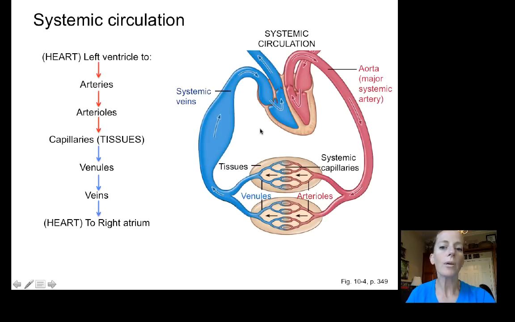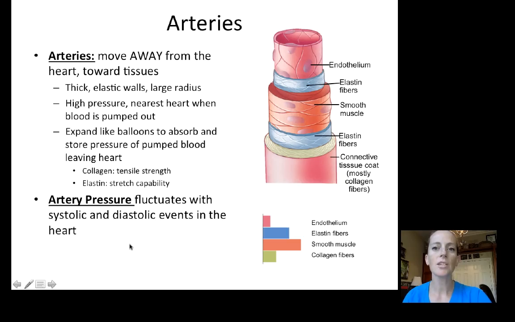So we will talk more when we get to the respiratory system about the actual exchange of oxygen and carbon dioxide and waste that occurs. But for now, I want you guys to just think about the blood flow and the actual components of the blood vessels. So we're going to go one by one through these. We're going to start with arteries.